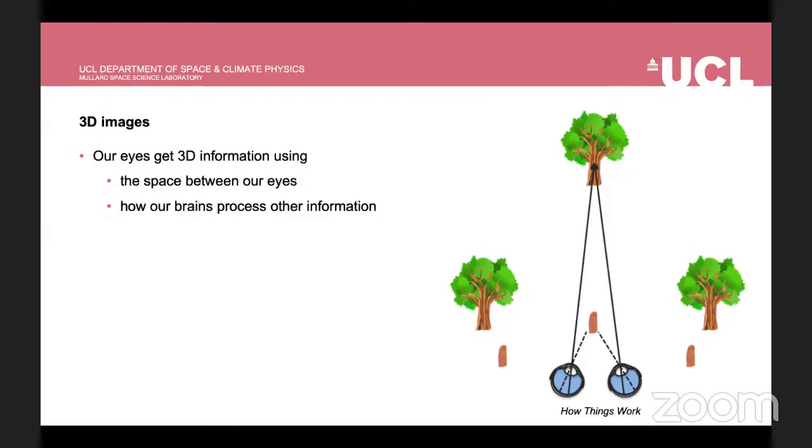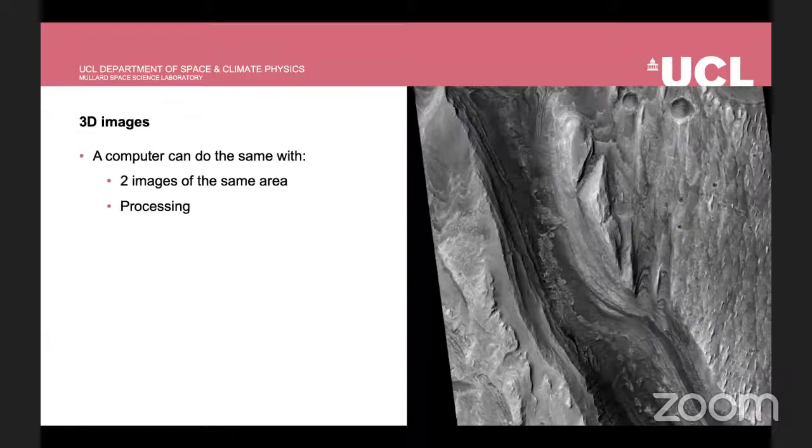So if we reach out, we can grab it. And that is depth perception, right? Perceiving how far away something is and the shape of it as well. So that's how our brains do it. But so how do computers do it?